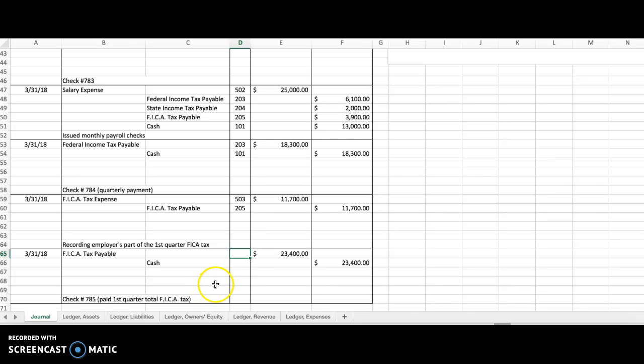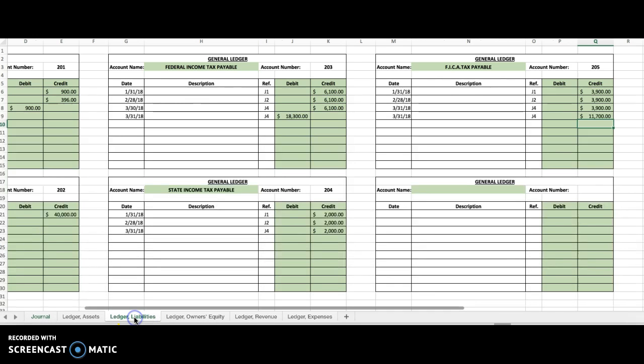So this was 205, and in our liability account I have to record it, and it is a debit.